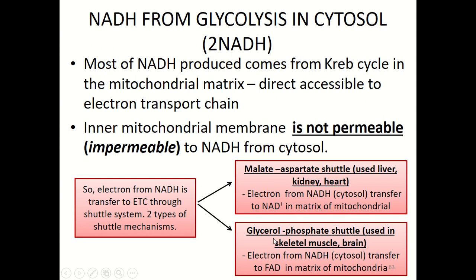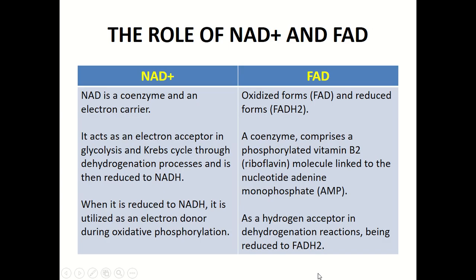The second shuttle mechanism is the glycerol phosphate shuttle, which is used in skeletal muscle and also the brain, in which the electron from the NADH inside the cytosol will transfer to FAD in the matrix of the mitochondria.